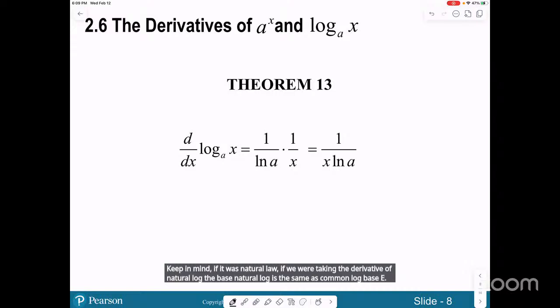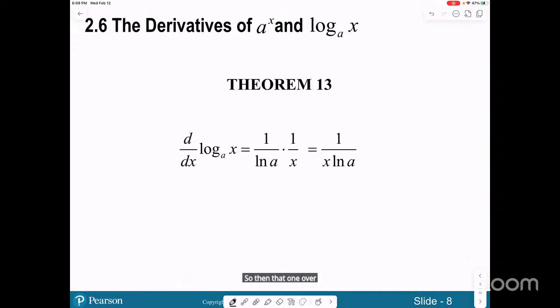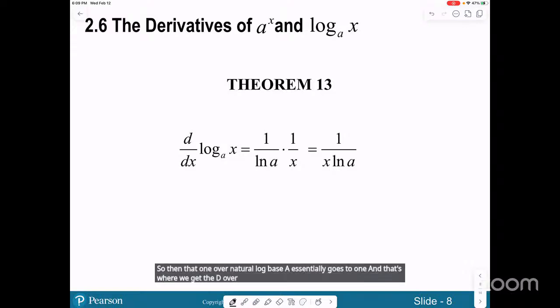So then that 1 over natural log base a essentially goes to 1, and that's where we get the du over u as before, right? So again, the derivative of log, the derivative of log.